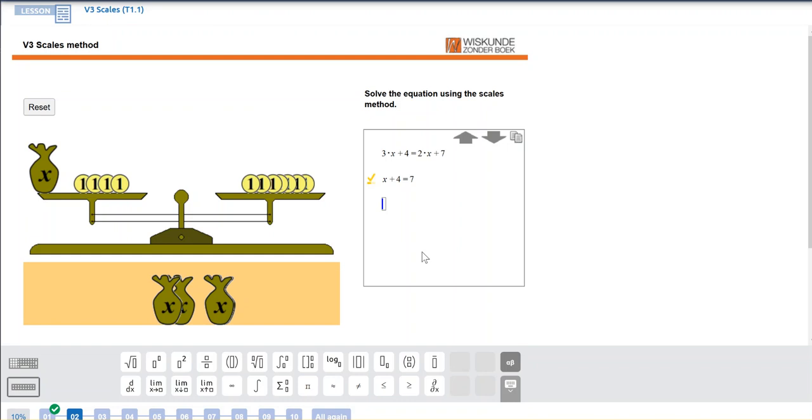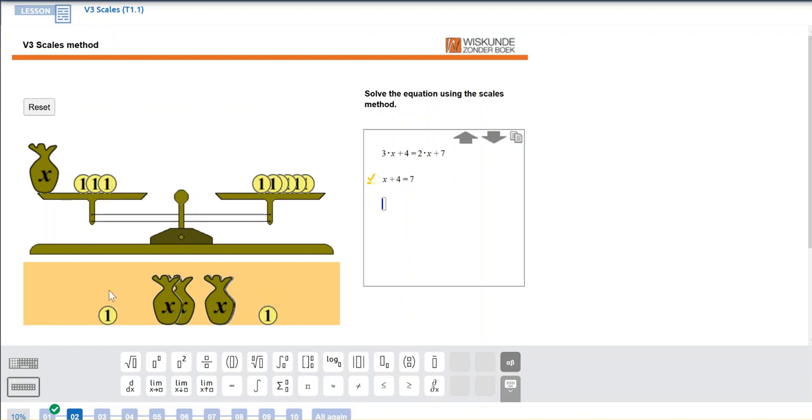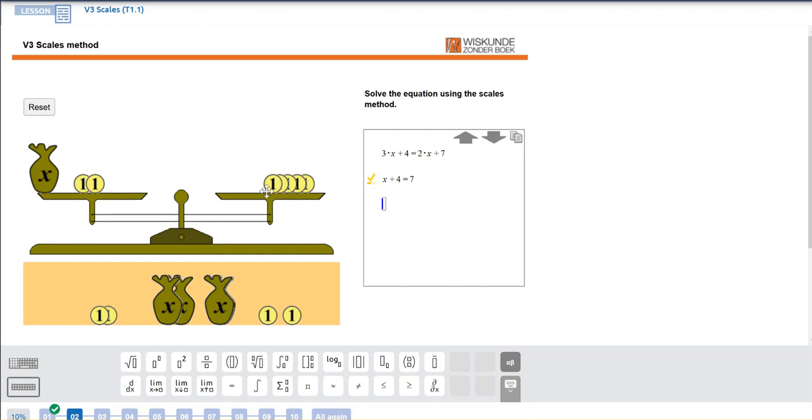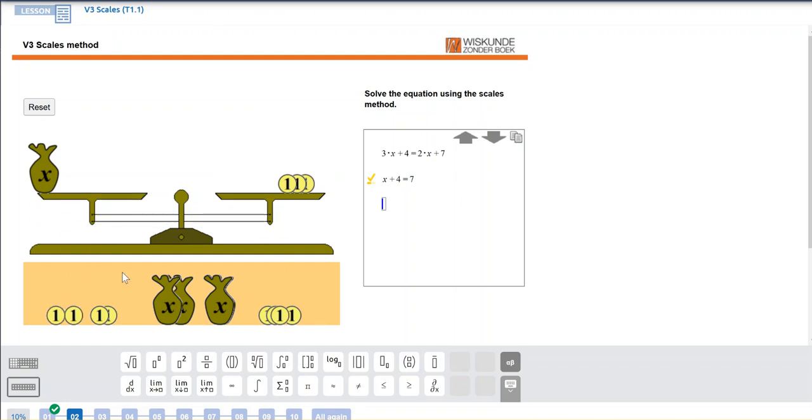x plus 4 is equal to 7. Now, if I take away 1 loose marble here, I can do the same over there, and the scale is back in balance. I can do that a few more times. Here 1, there 1, and it's in balance. I can do that again, take away 2 here and take away 2 there, and now I know that x has to be 3, but you might have already seen that before. The equation is solved correctly.